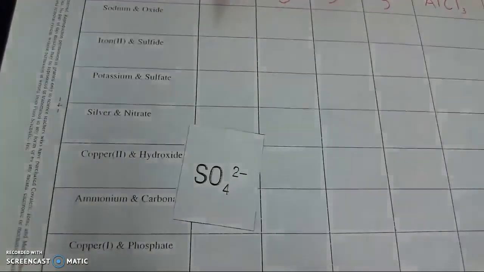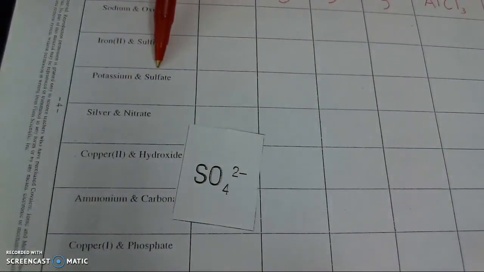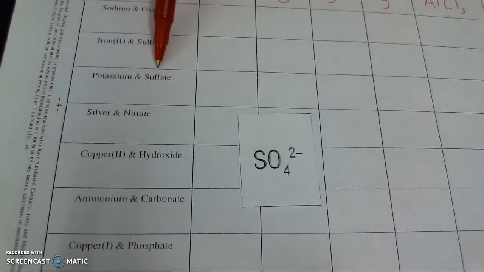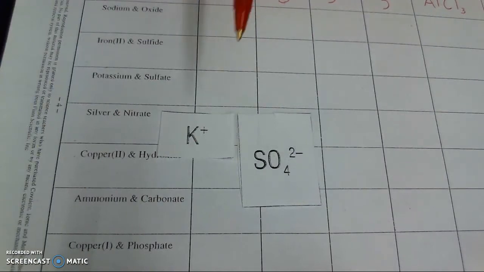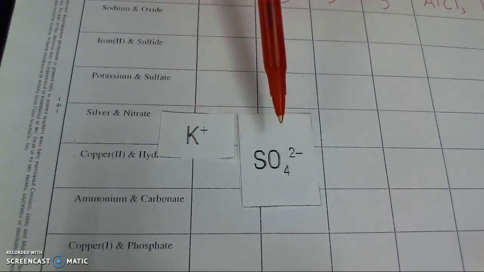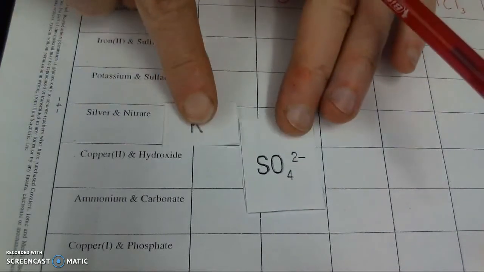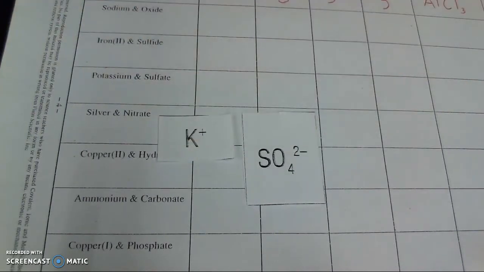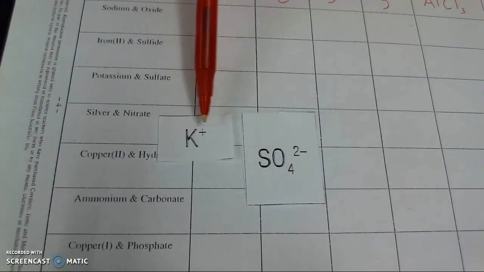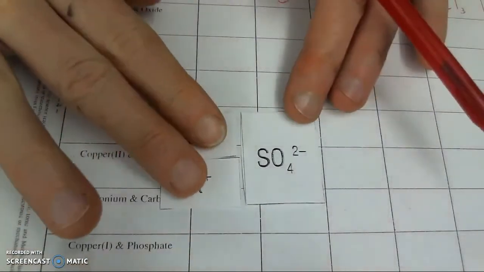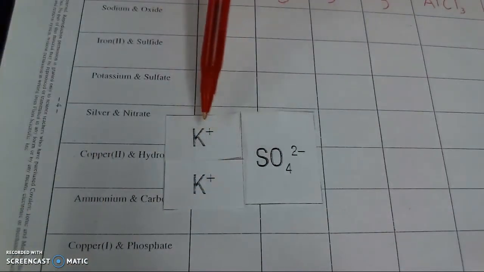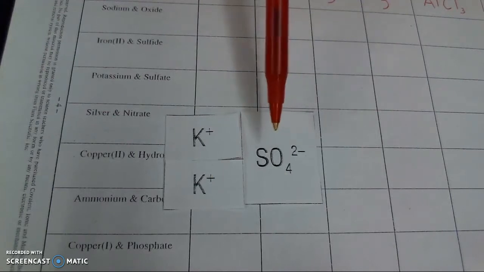All right, so potassium and sulfate. So here's the sulfate. Now we need to figure out where the potassiums are. Alright, potassium, there he is. So we have one potassium and we have one sulfate at this point. They are not the same size. They do not balance out. So we're going to need another potassium in order to make this a rectangle that isn't unbalanced. I'm going to line them up, and I'm going to notice that there are 2 potassiums for every 1 sulfate.